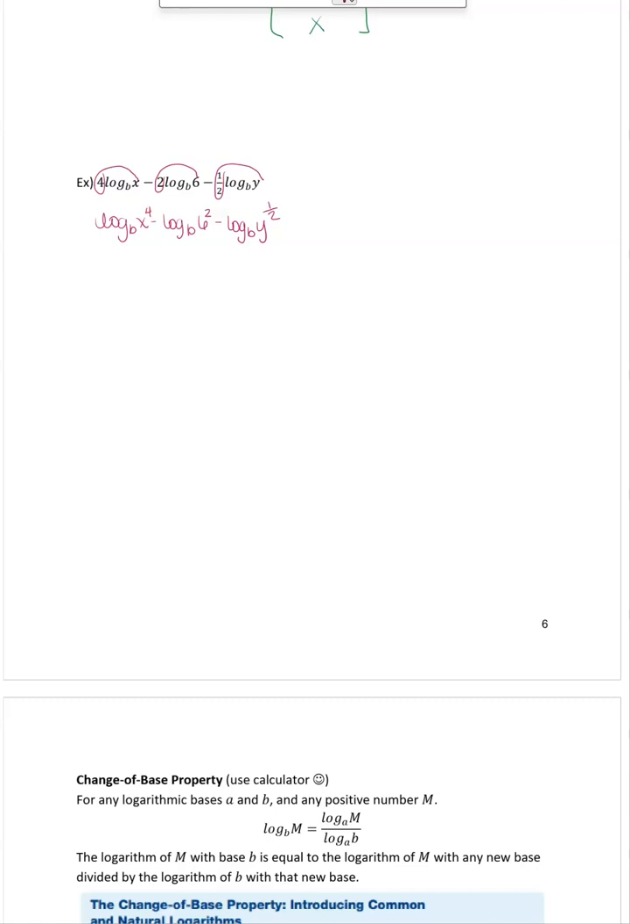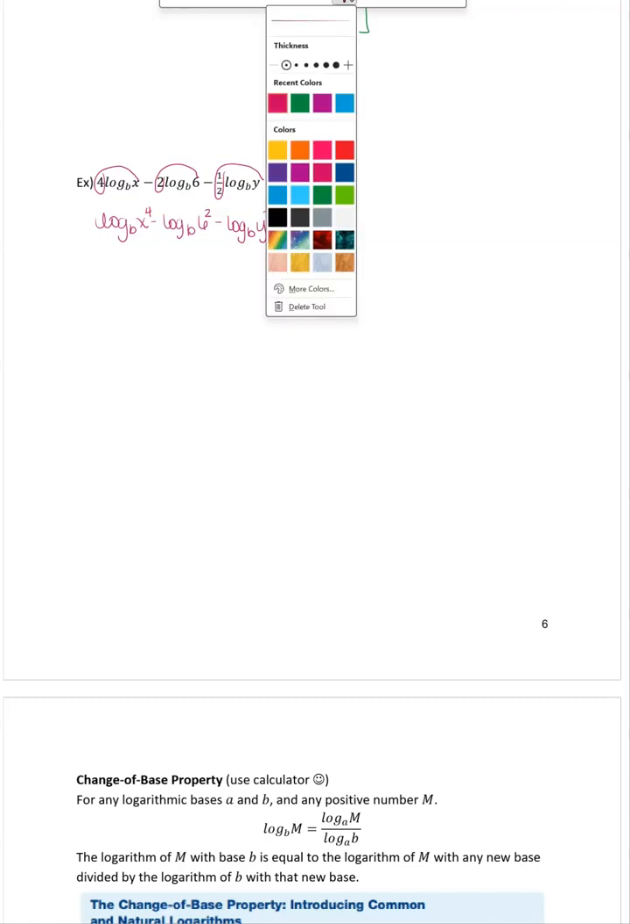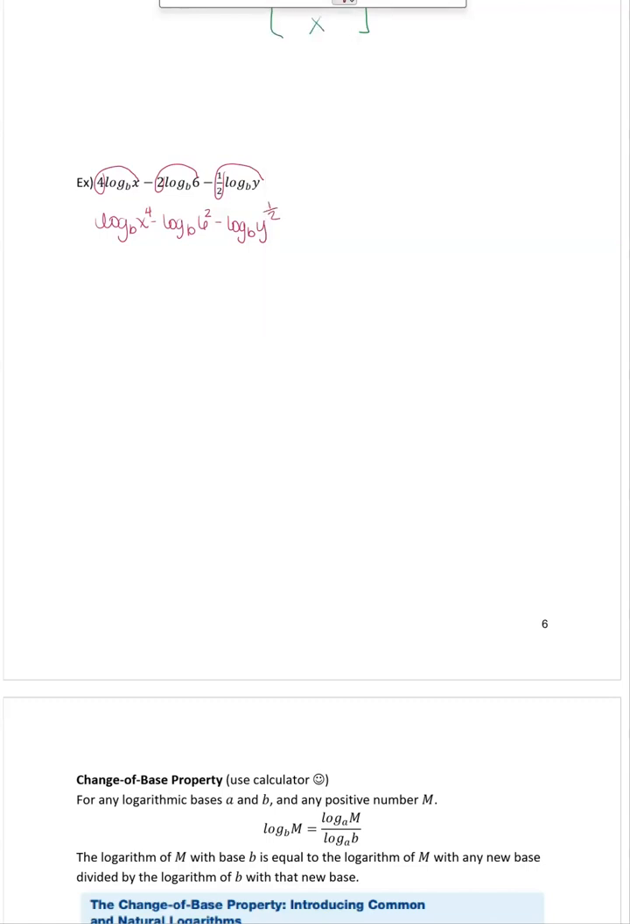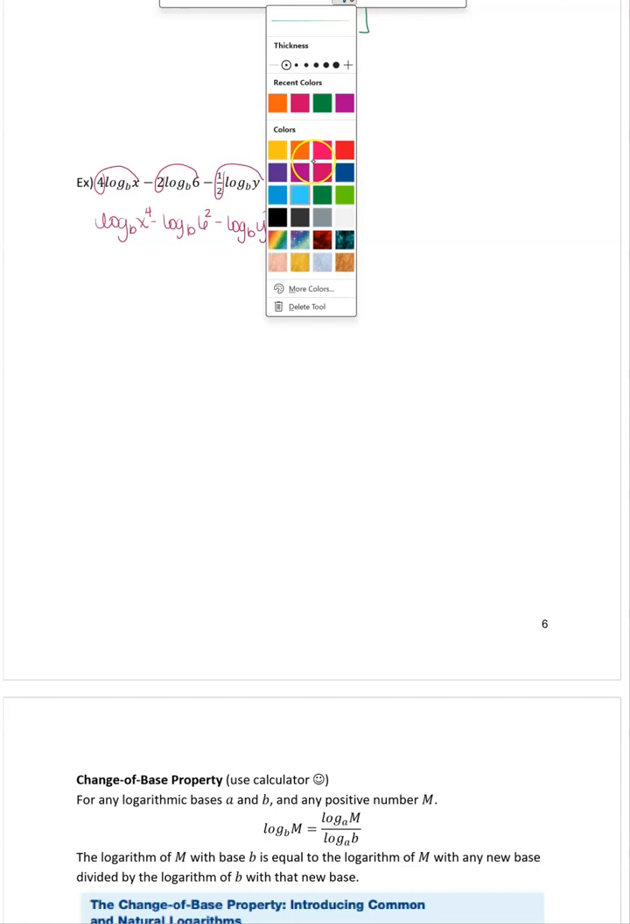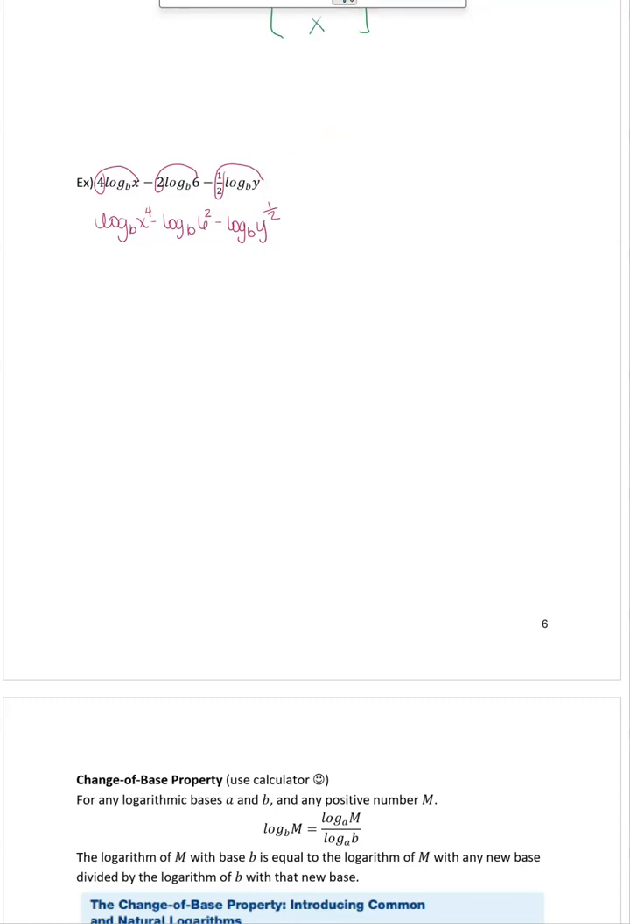Okay, now this one, since our first sign is subtraction, right? So this is going to go to division. But then we're going to put a parenthesis here, and that negative is going to be distributed. So this becomes a plus. So this is going to be multiplication.